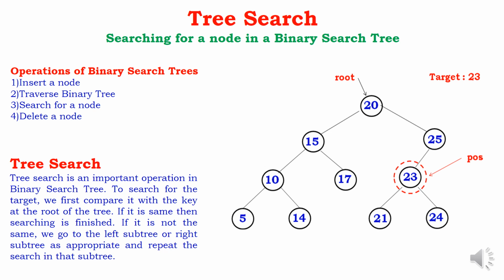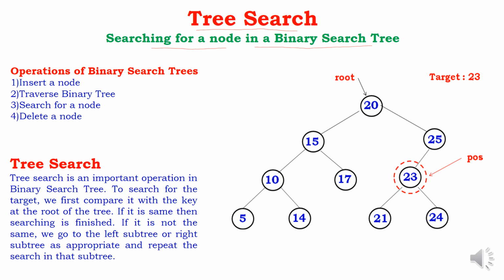Today we are going to discuss tree search, that is searching for a node in a binary search tree. We should know what a binary search tree is. A binary search tree is a binary tree which contains some number of nodes. Every node contains a key and it follows certain rules.